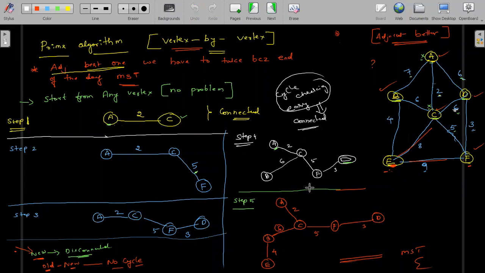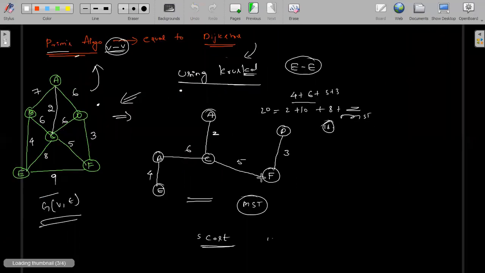Here you can see, very simple. 4 plus 6, 10. Again 2 plus 5 plus 3, 8. 8 plus 2, 10. Again 10 plus 10, 20. The answer is the same here also. But the approach is different. Different approach.